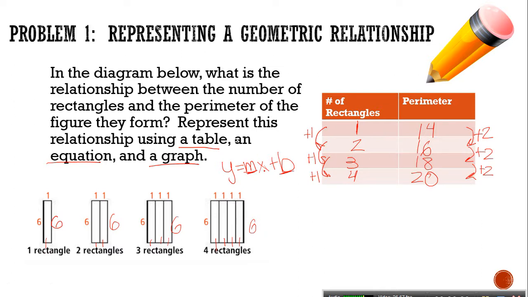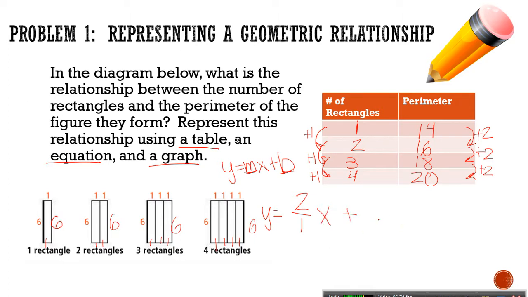So what I'm going to do for my m is put my first difference, the y change, 2, over my x change, which is 1. So I got y equals, there's my m, x. Now I need to find my b.